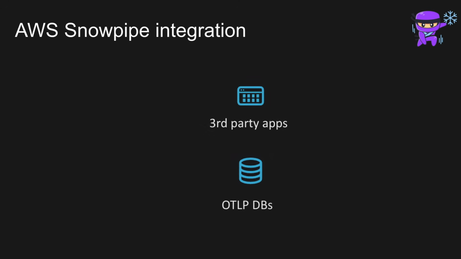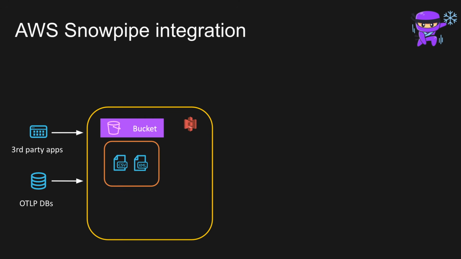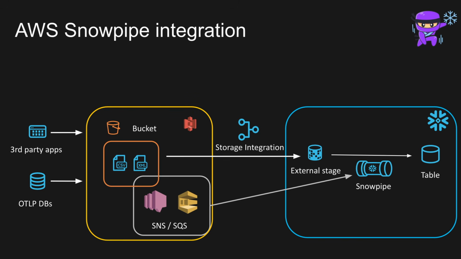To visualize a typical workflow, let's imagine we have some data in third-party apps and OLTP DBs. This data gets uploaded into a bucket, and then we receive a notification that the files are ready to be processed. The notification is sent to Snowpipe over SQS, or goes through SNS before. And at the final step, Snowpipe is using an external stage to load data into a table. Simple as that.